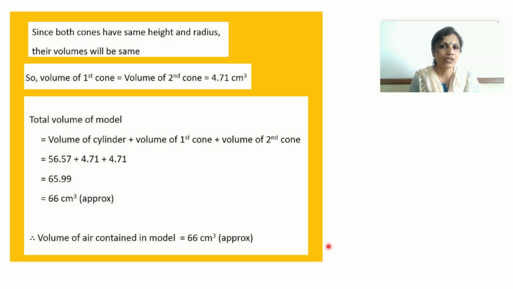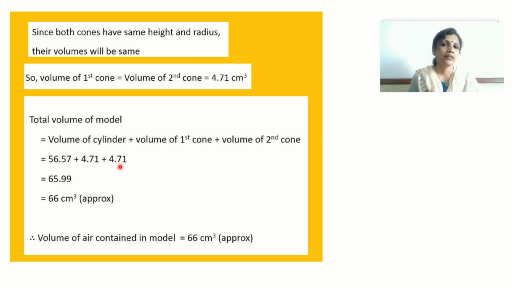You just have to substitute the values into the formula which we made at the beginning. Total volume of model is equal to volume of cylinder plus volume of first cone plus volume of the second cone. Substitute 56.57 plus 4.71 plus 4.71.